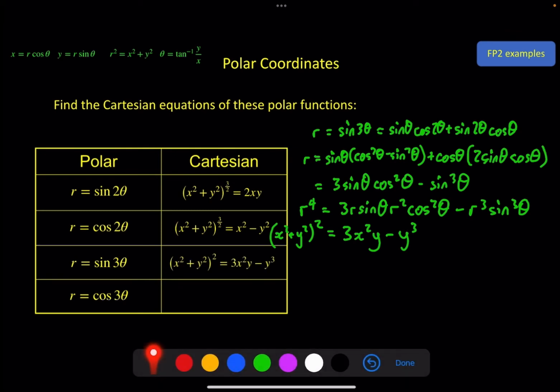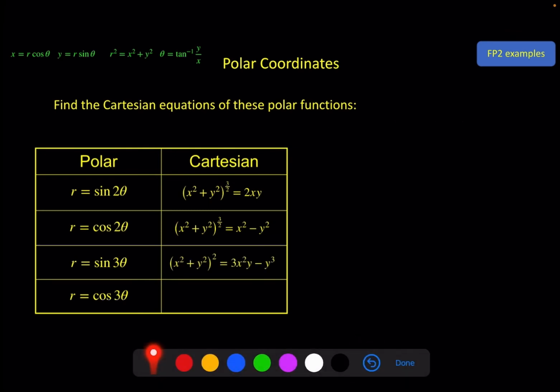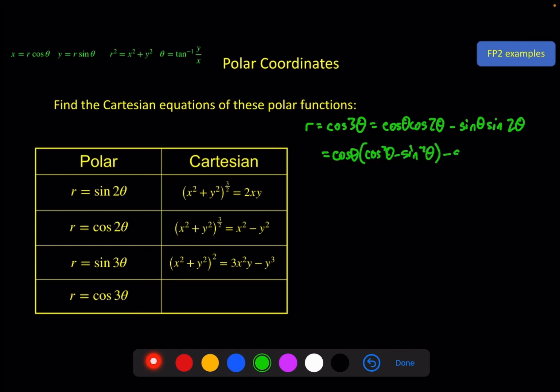The final one is very similar. R equals cos 3 theta. The identity here for cos 3 theta, we're going to use the addition formula again. For cos it is cos theta cos 2 theta minus sine theta sine 2 theta. Applying the double angle formulas, we get cos theta times cos squared theta minus sine squared theta, minus sine theta times 2 sine theta cos theta.